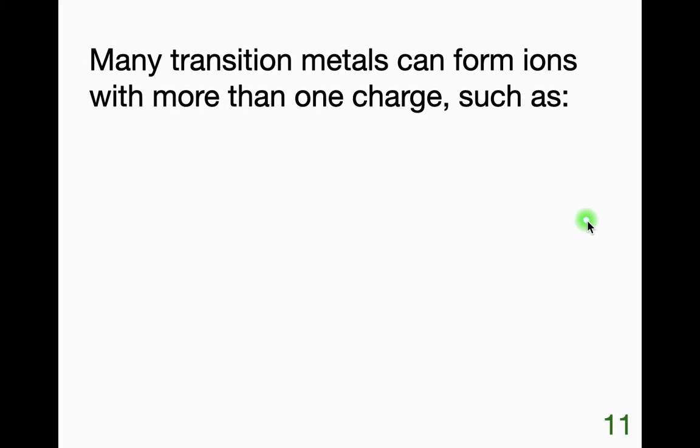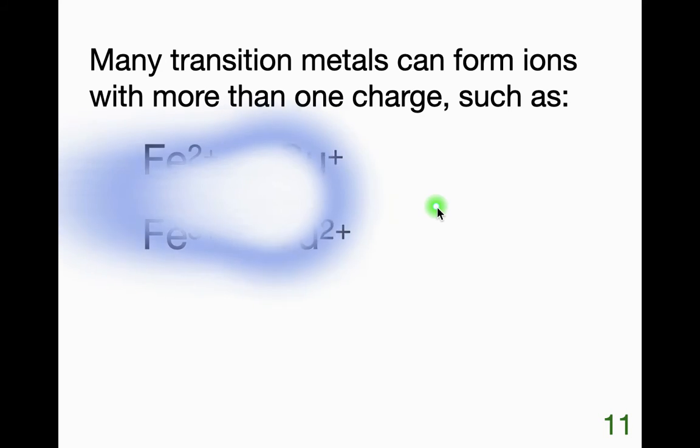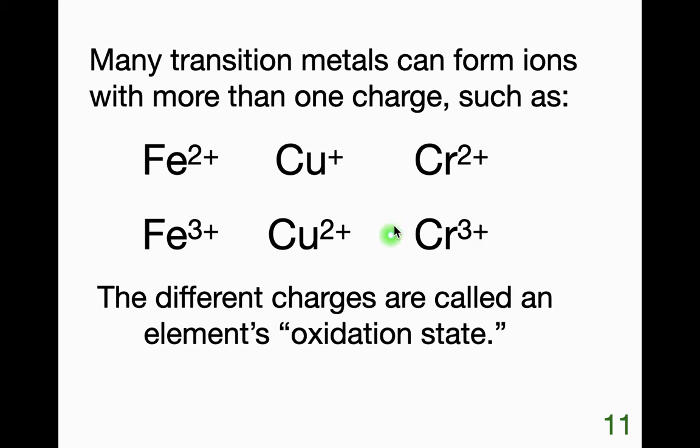Many transition metals can form ions with more than one charge, such as iron. Iron can have a positive 2 or a positive 3. Copper can have a positive 1 or a positive 2. Chromium can have a positive 2 or a positive 3. These different charges are what's called the oxidation state of that element.